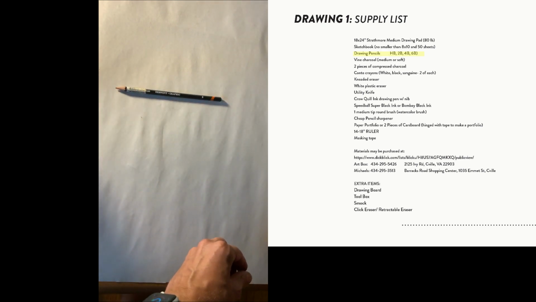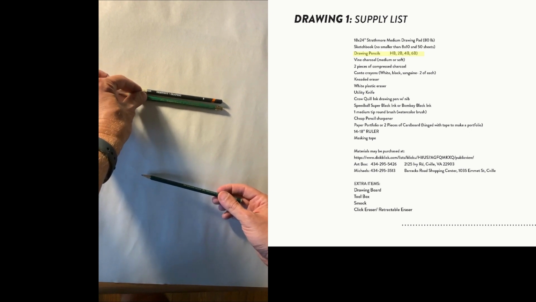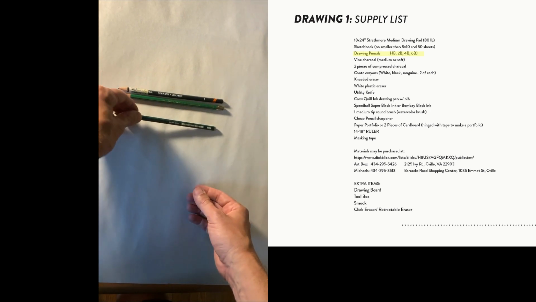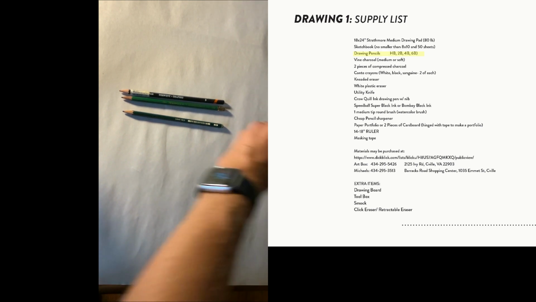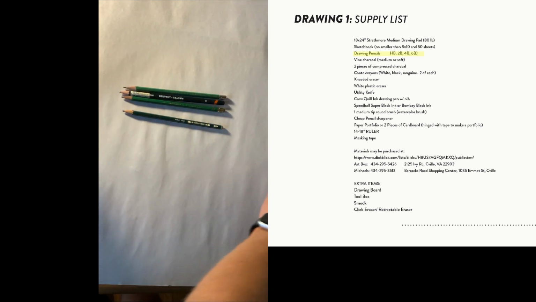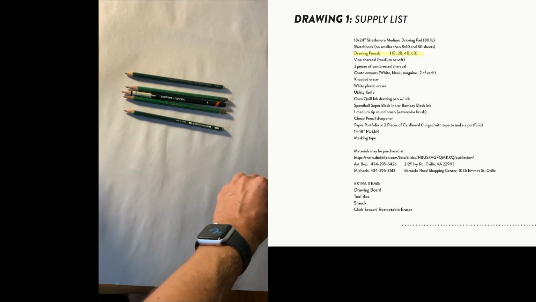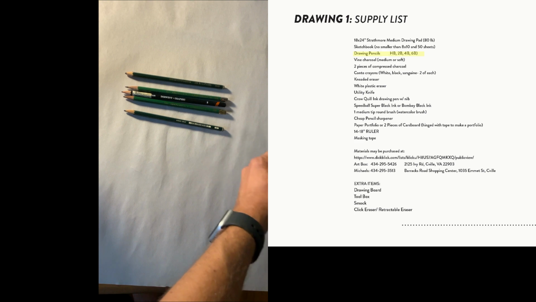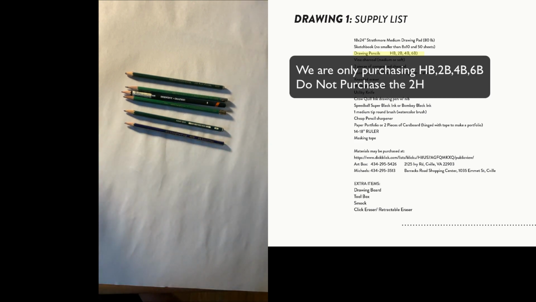I have a Derwent here and a Kimberly here. And the difference between the H's is that they are lighter colored. And as we get into the B's, they start getting darker. So we'll have a range of different color graphite. And our goal is to have a range from 2H to 6B.